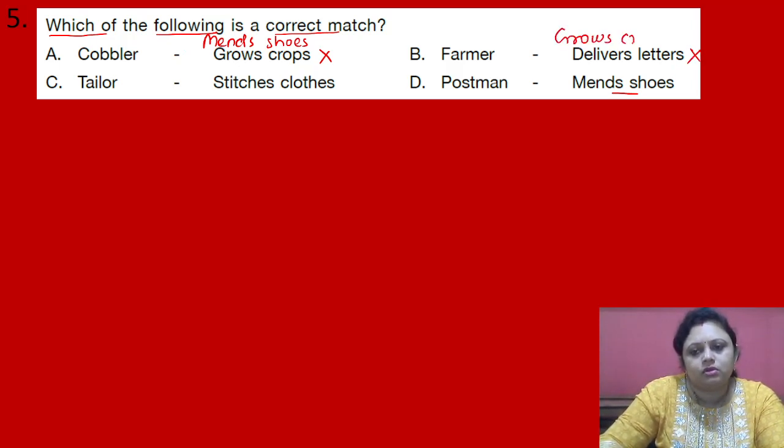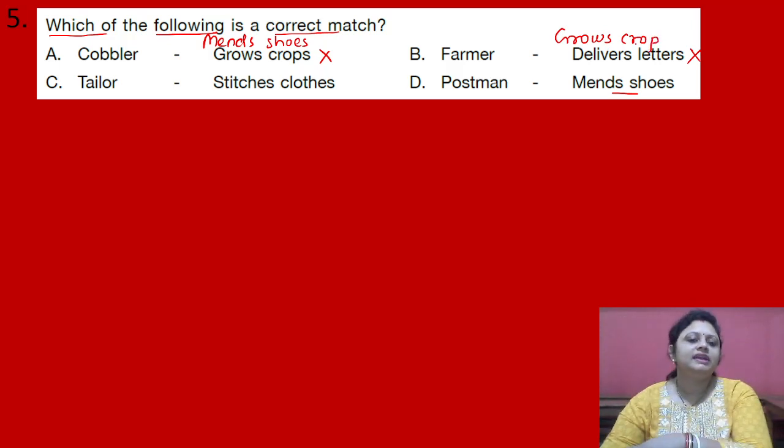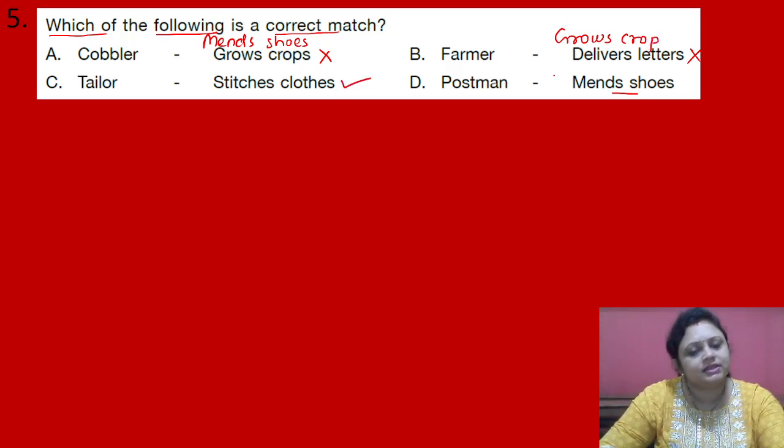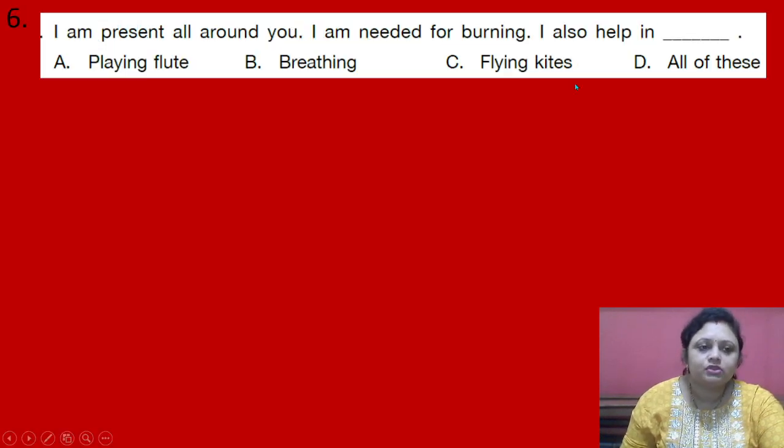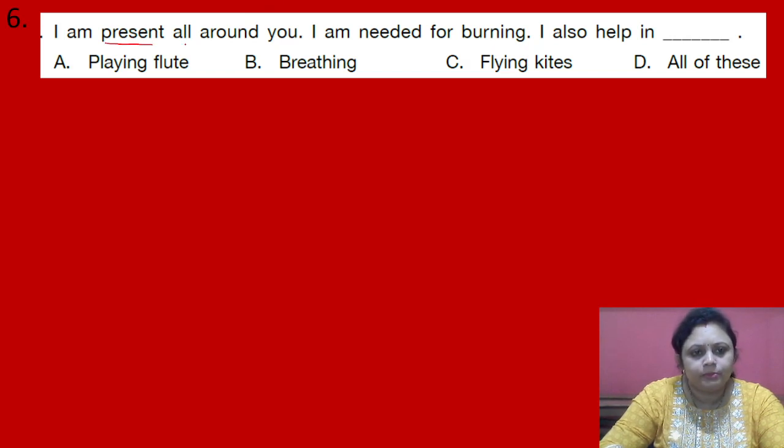grows crops. Then tailor stitches clothes, correct. Postman mends shoes? No, postman delivers letters. Okay, so which one is the correct option? That is option C.